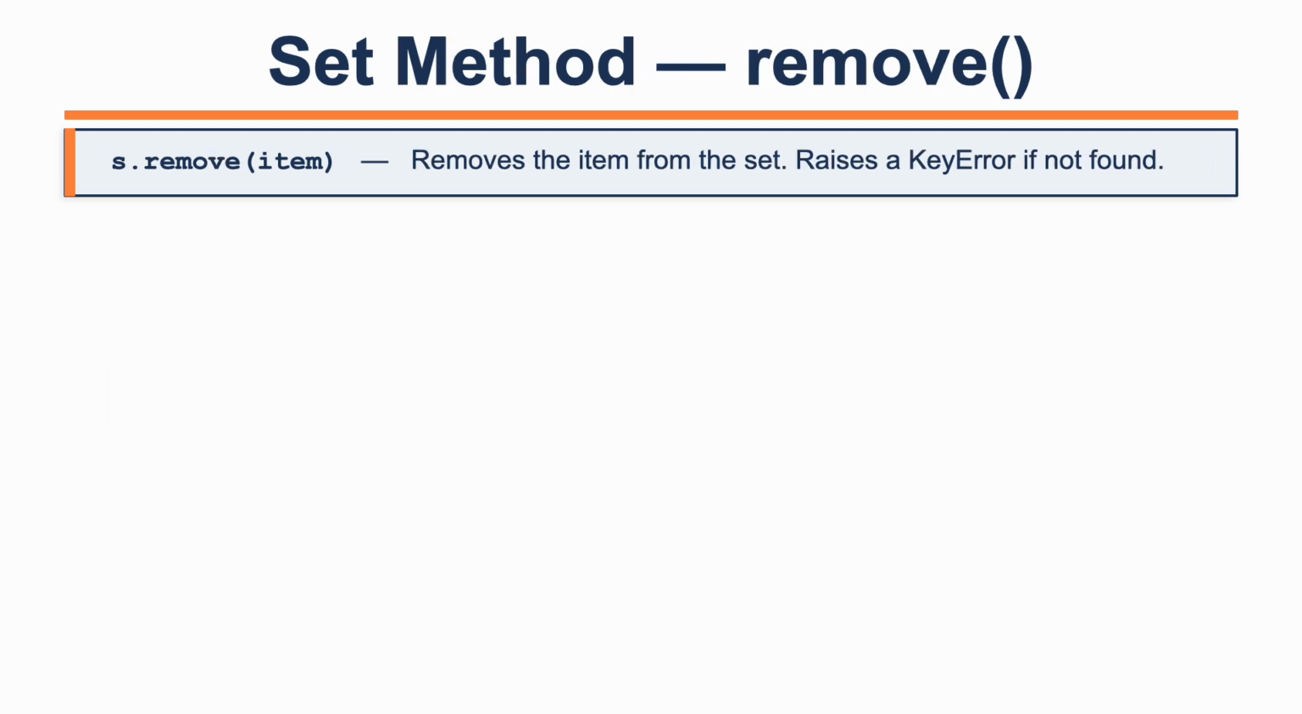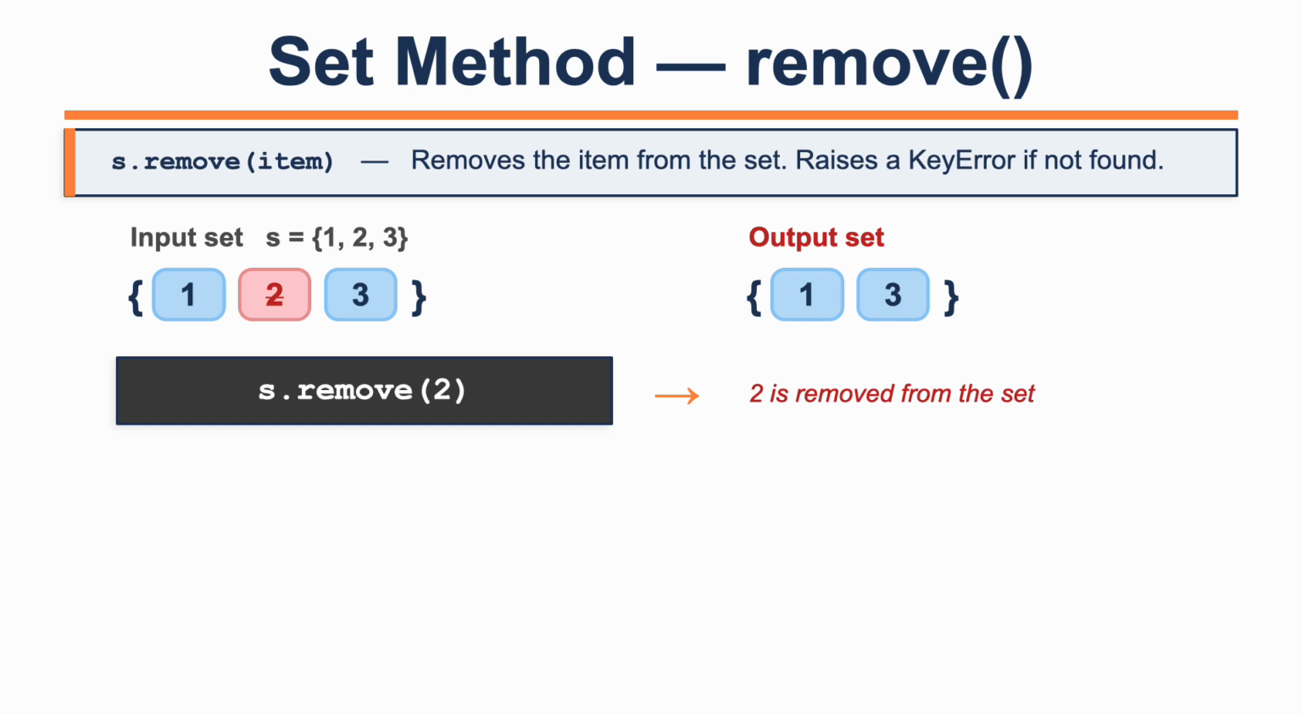Now, let's look at a method that takes things out, remove. You call remove and pass the item you want to delete. Start with the set 1, 2, and 3. Notice that 2 is highlighted. That is the item we are targeting. When you call s.remove(2), Python finds it and takes it out. The output set is now just 1 and 3.